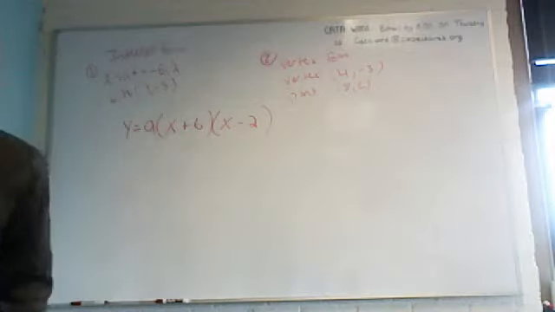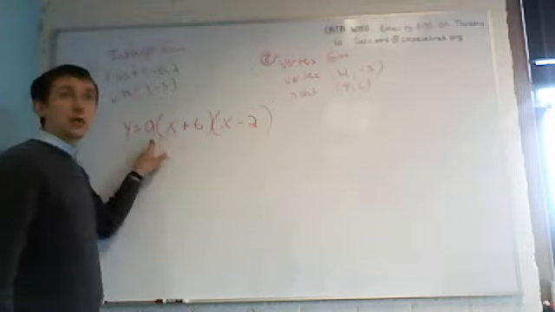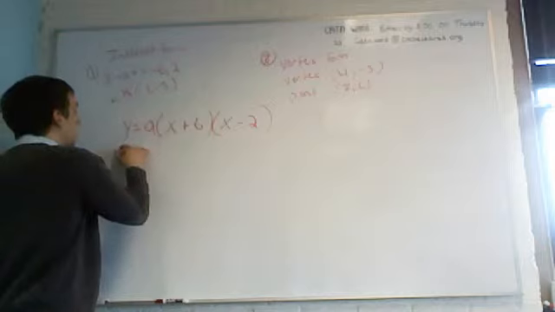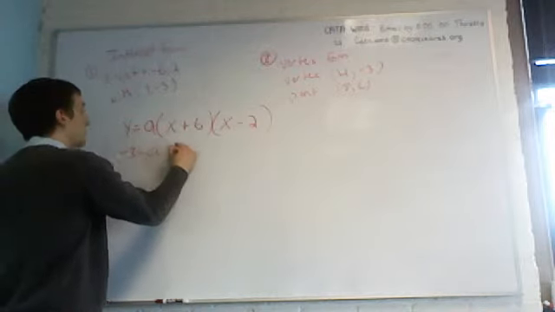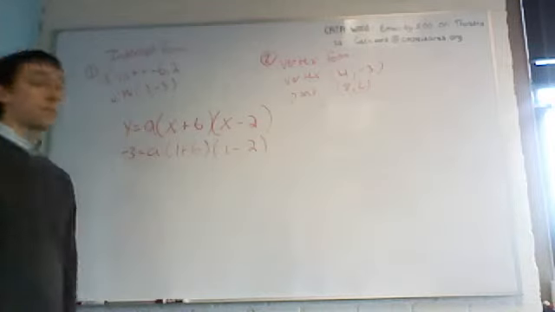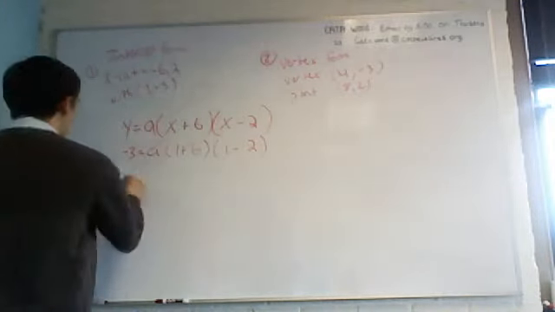No. You then need to take the point, because you need to know what A is. Do we know what A is? No. We don't know what A is. So you need to take the point and plug it in. -3 is equal to A times 1 plus 6 times 1 minus 2. What's 1 plus 6? 7.